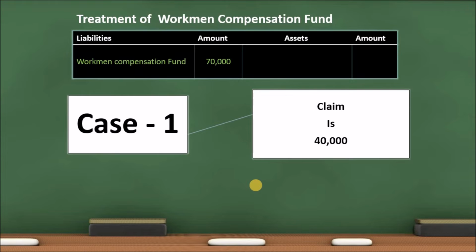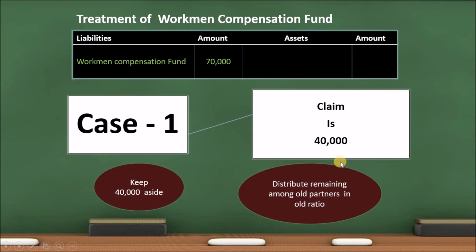The claim is 40,000. You can see the fund which is here with me is 70,000 and the claim is 40,000. So in this case we are going to keep aside 40,000 to be paid to the workers, and it is shown as a liability in the new balance sheet as this amount is payable to your workers and the claim is admitted. The remaining amount, that is 70 minus 40, that is 30,000, is distributed among old partners in old ratio.